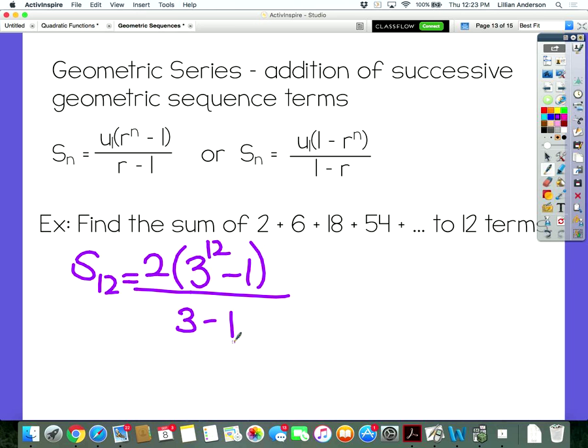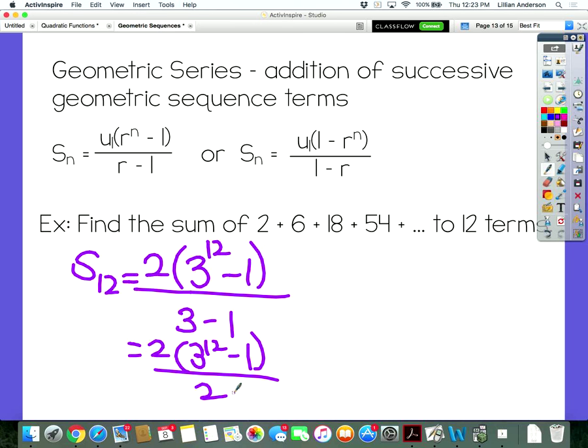Now, does it matter what formula you use? No, it really doesn't, because they literally are the same thing. It's just your u sub 1 and your r are switched. Okay? Be careful on how you type this in. If you can save yourself some time, do so. What's 3 minus 1? 2. And hey, would you look at that? 2 and 2. Those cancel out.